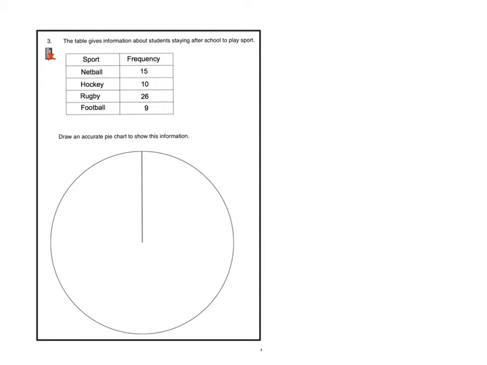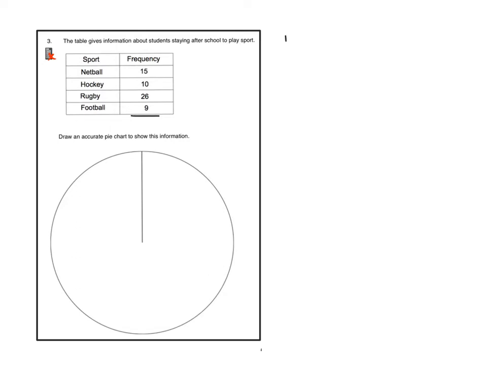The table gives information about students staying after school to play sport. Draw an accurate pie chart to show this information. So we've got how many play netball, hockey, rugby and football. The first thing I'm going to do is figure out how many students are involved altogether.